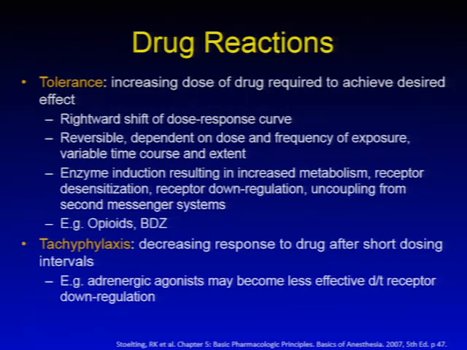These reactions are reversible, are dependent on the dose and frequency of exposure to the drug, and are extremely variable in their time course and extent. Proposed mechanisms of tolerance include enzyme induction, resulting in increased metabolism of the drug, receptor desensitization, receptor downregulation, or receptor uncoupling from the second messenger systems. Drugs that we use in anesthesia practice which may lead to tolerance are opioids and benzodiazepines.